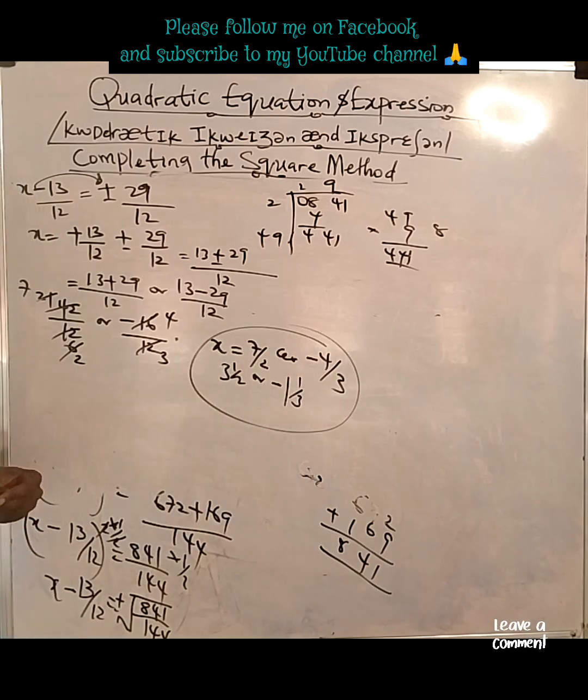As simple as ABC. You can see how easy it is to use the completing the square method. One of the best and easiest methods ever.